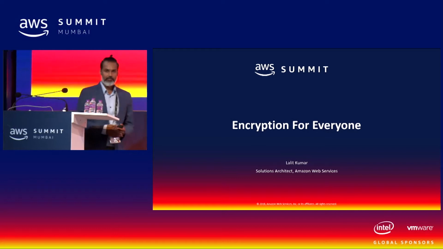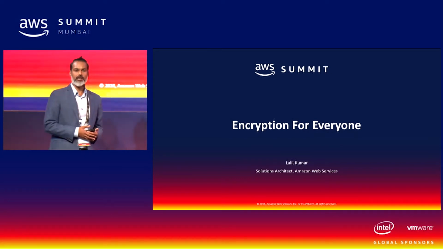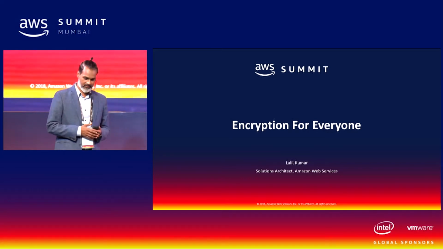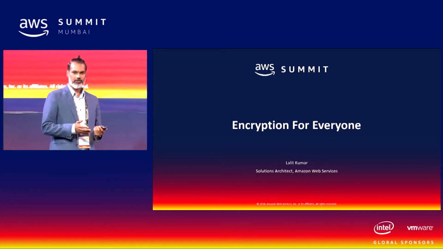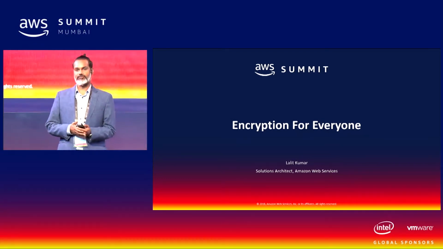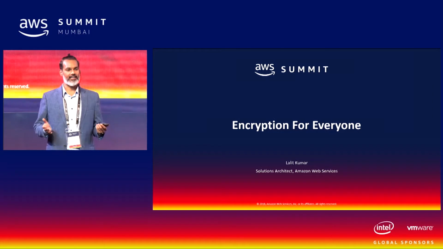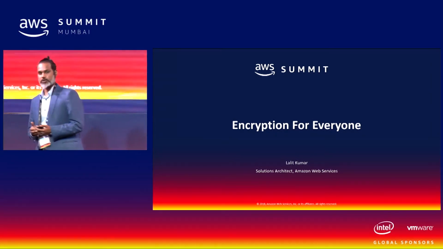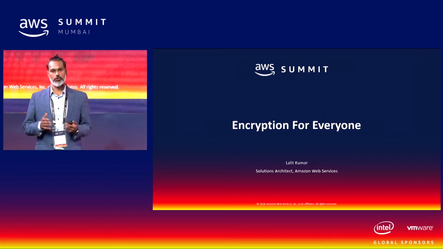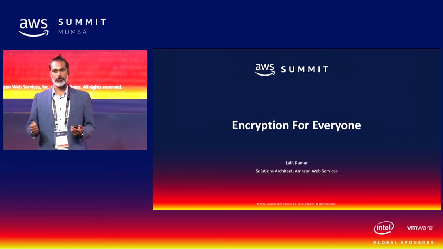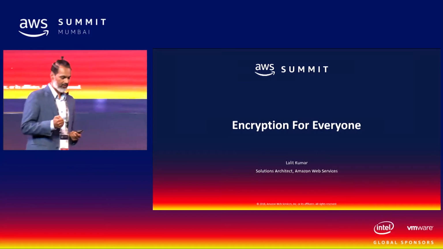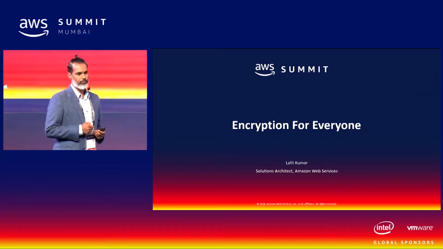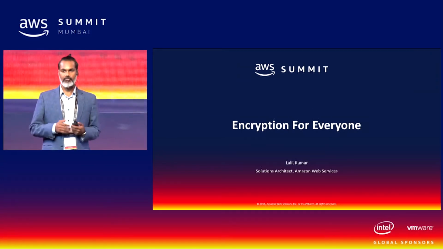All right, my name is Lalit Kumar. I'm Solution Architect with Amazon Web Services. I'll start with a quote. Friends don't let friends store data unencrypted. Why? Because encryption is one of the most powerful controls that is being built to secure data. You can store and process data securely with encryption.